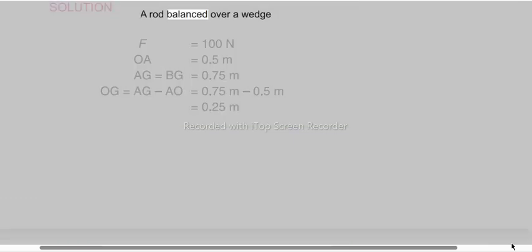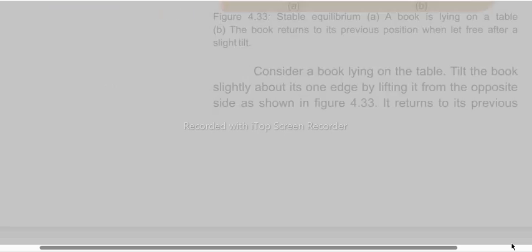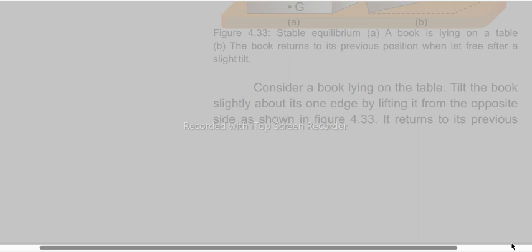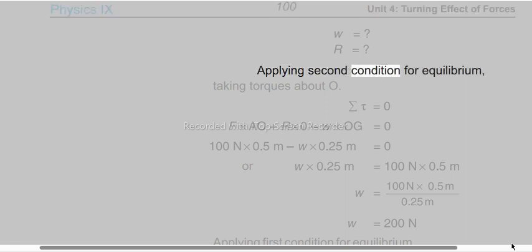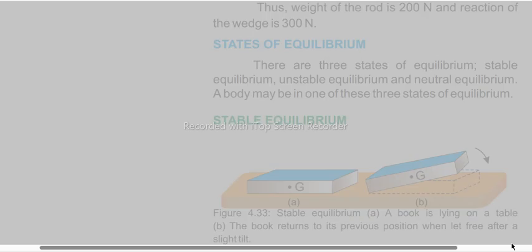Solution: A rod balanced over a wedge. Applying second condition for equilibrium, taking torques about O. Applying first condition for equilibrium. Thus, weight of the rod is 200 N and reaction of the wedge is 300 N.